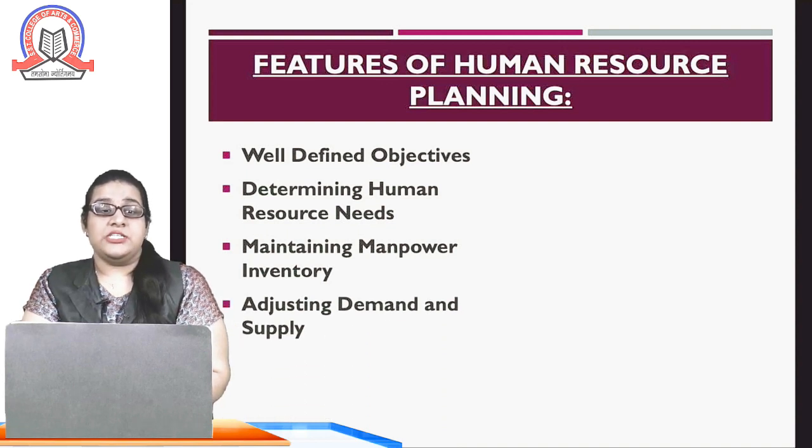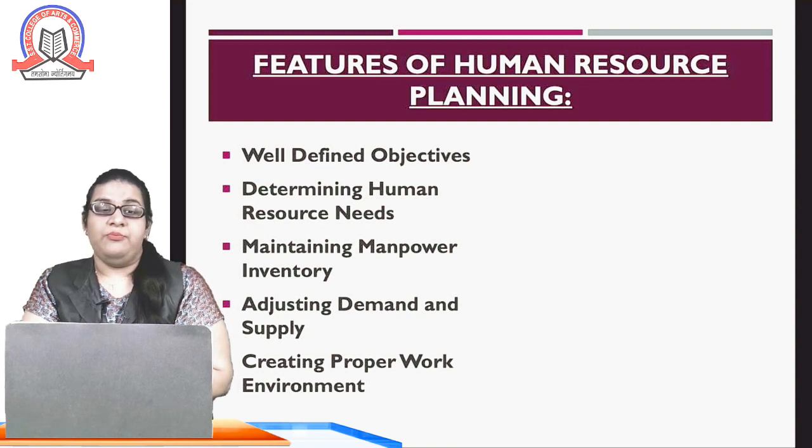Then next, adjusting demand and supply. So HRP helps in maintaining the balance between demand and supply. Demand means how many employees we need in a company. Supply means how much labor is available in the market, how many potential employees are available in the market. So we will adjust the demand and supply. If the demand is more and supply is less, we have to pay more salaries. Or on the other hand, if supply is more and demand is less, sometimes companies pay less salaries and they get good employees.